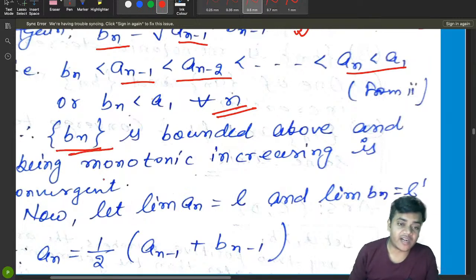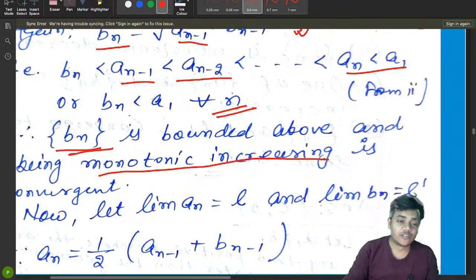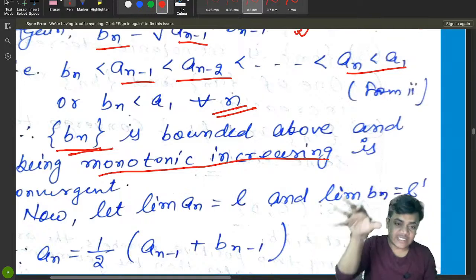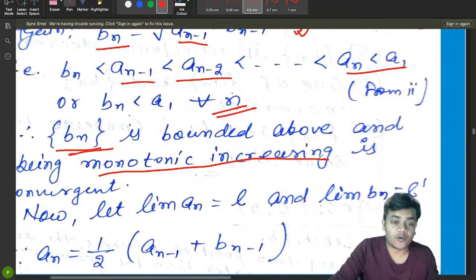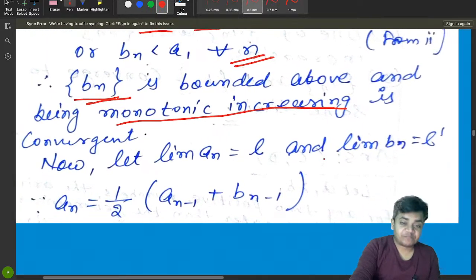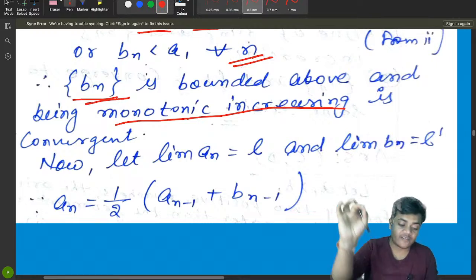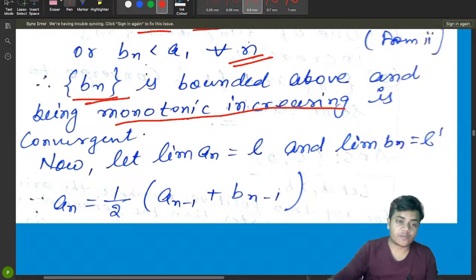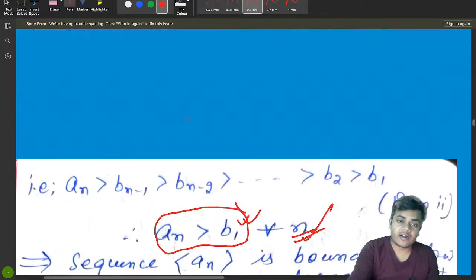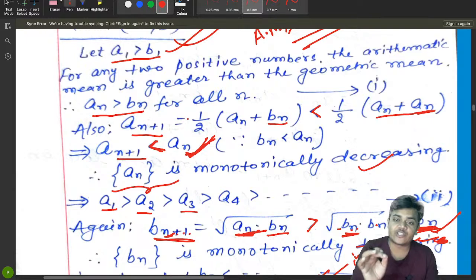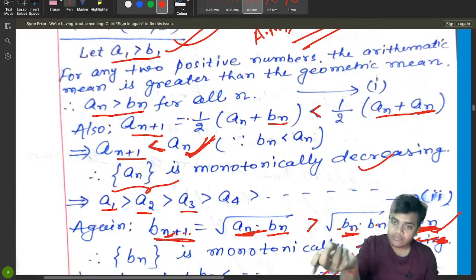And earlier we had seen what? It is monotonically increasing. So the sequence Bn is bounded above and monotonically increasing, so it will tend to where? Its least upper bound, isn't it? So it is clear that Bn is monotonically increasing and bounded, so it will converge to its least upper bound. We had also seen that the sequence An is monotonically decreasing and bounded, so it will converge to its greatest lower bound.